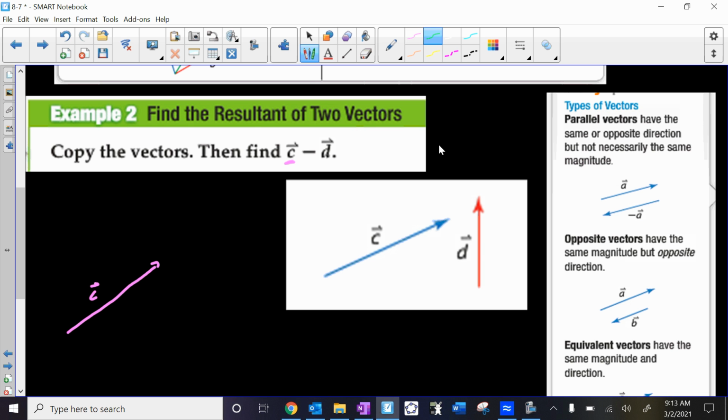And now when I subtract, notice vector d is going straight up. If I subtract vector d, instead of going up, we're now going down. The same length, just in a completely opposite direction. So from where I stop, I'm going to go down. This is subtracting d. And our resultant, again, is from where we start to where we finish. This would be vector c minus vector d.